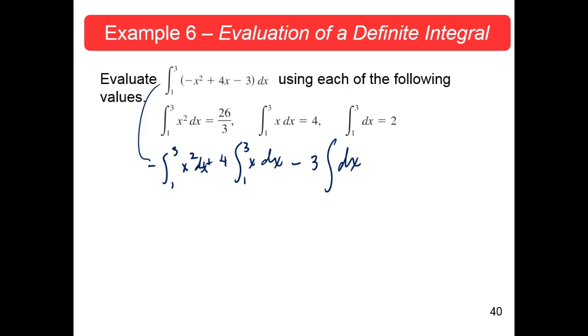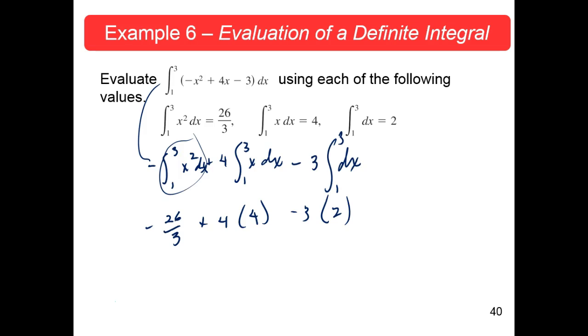But then plus 4 times the integral of x dx. So you just factor out the 4, that's that constant, and then factor out the 3, and then you have just the integral from 1 to 3. But they told you what this is. This is 26 thirds. So this is minus 26 thirds plus 4 times 4. They told you that part. Minus 3 times 2. Right?